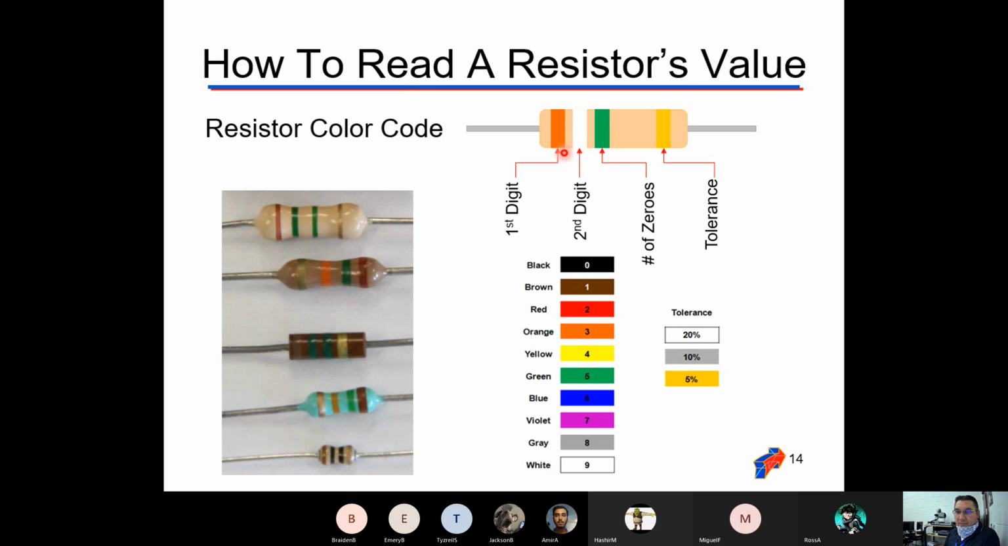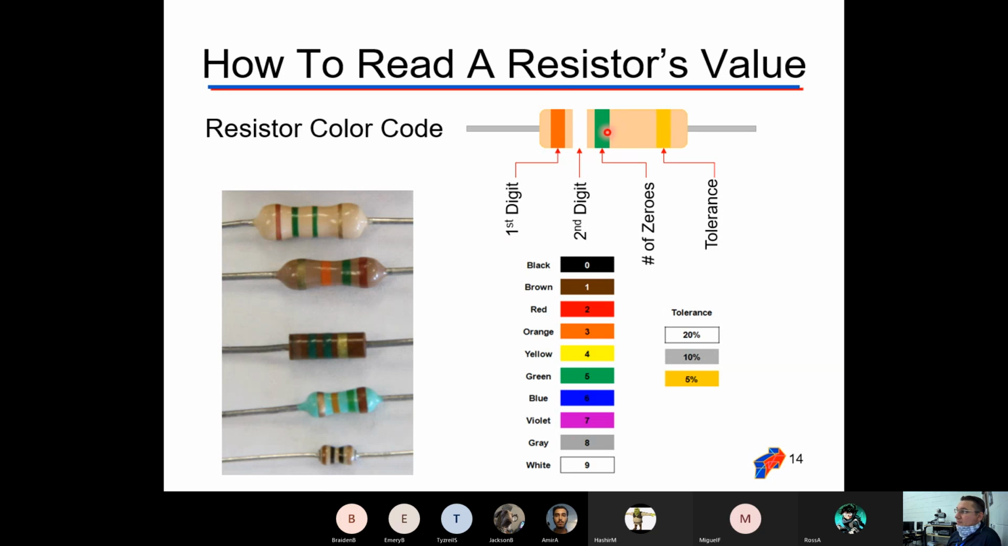So you have 3 or 4 different bands on this resistor. The first band has a color, and this is going to be the first digit of the value of that resistor. In this case, it's orange, and orange is 3. So the first number is 3. Then the second digit is the second color, and that's white in this case. We go down here and find white, which is 9. So right now we have 3, 9.